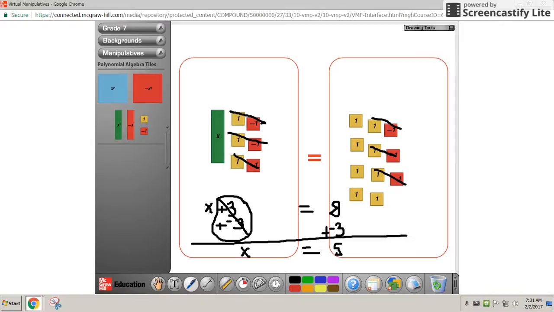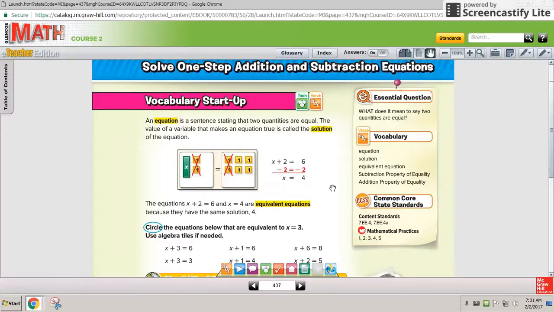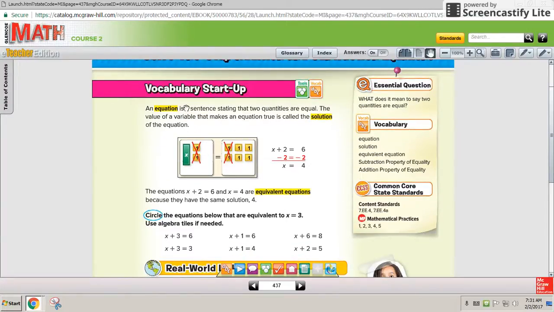So if you now look at the previous page, if you look back to page 437, it looks like this. An equation is a sentence stating that 2 quantities are equal. The value of a variable that makes an equation true is called the solution. So here we've got the problem x plus 2 equals 6. And notice that they are taking away 2 from this side. They have to take away 2 from that side. That's called the subtraction property of equality. What you do to one side of the equation, you have to do to the other.